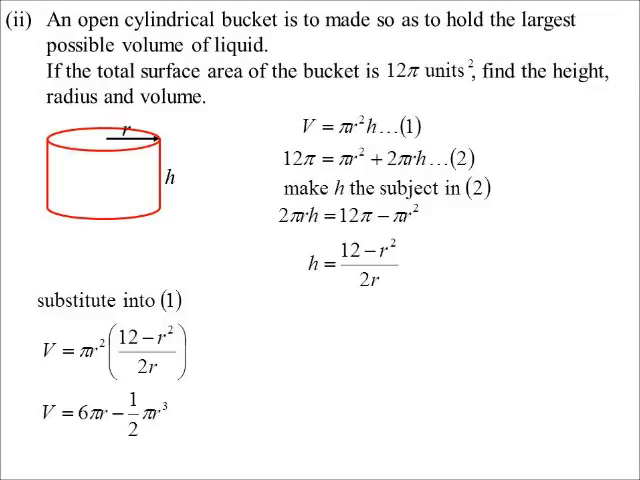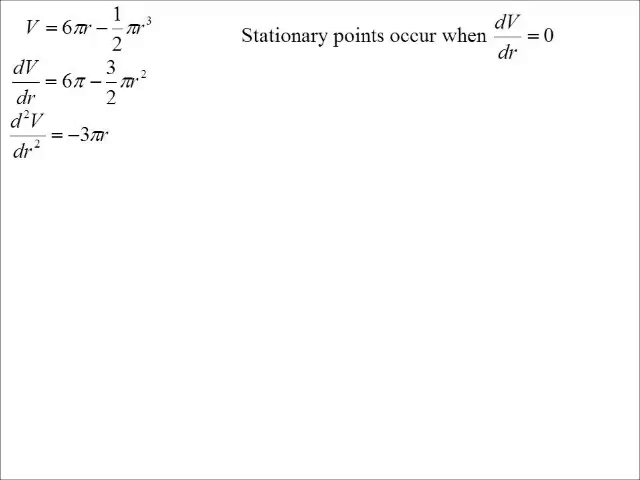Okay. So I couldn't use my idea about using the discriminant or finding the axis of symmetry or all those sorts of things. So I've got no choice here. I've got to use my calculus on this one. So V equals 6πr minus a half πr³. Let's differentiate it once. And we'll differentiate a second time. That should be all I need to solve this problem. Stationary points occur, in this case, when dV/dr equals 0. Solving that, I get two possibilities. The radius is plus 2, or the radius is minus 2.